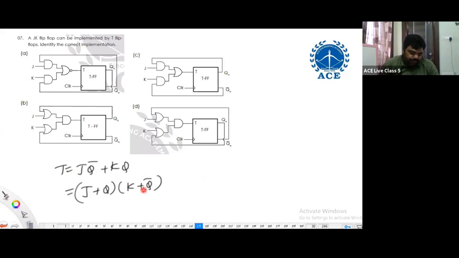Which option is correct now? It is not a new one. I have already discussed it in the class. J plus Q, sorry, it is wrong, right? It is wrong. J plus Q and K plus Q bar. JQ bar plus KQ, or J plus Q and K plus Q bar. It is implemented in POS. This was a question from GATE Electrical 2014.